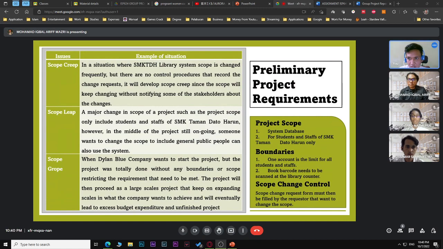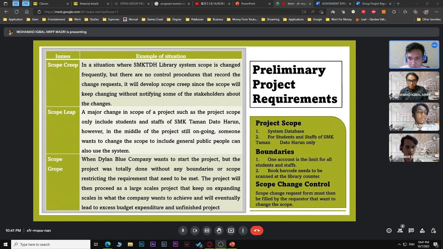to change the scope. The issues within the scope are scope creep, scope leap, and scope group. Firstly, scope creep. An example situation is where the SMKTDH library system scope is changed frequently, but there is no control procedure that records the change requests. It will develop scope creep, since the scope will keep changing without notifying some of the stakeholders about the changes.